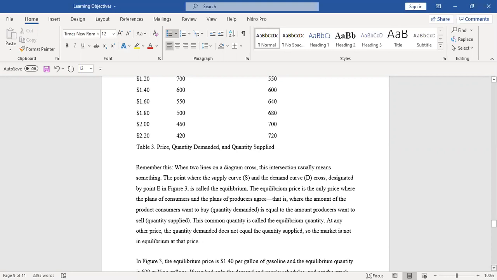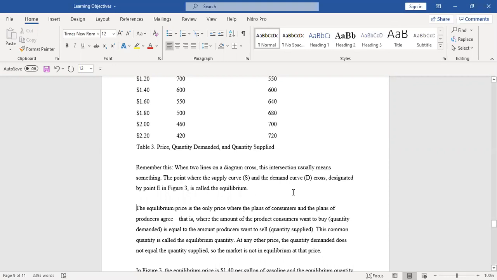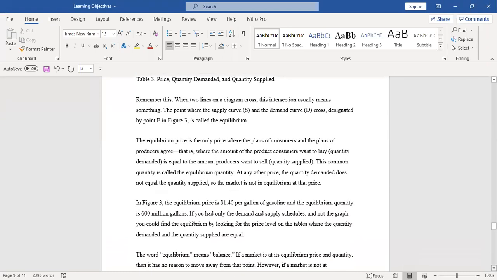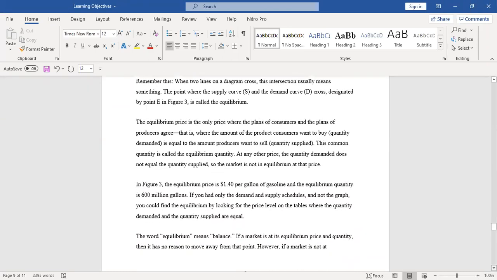The equilibrium price is the only price where the plans of the consumers and the plans of the producers agree. That is, where the amount of product consumers want to buy, quantity demanded, is equal to the amount producers want to sell, quantity supplied. This common quantity is called the equilibrium quantity. At any other price, other than the equilibrium price, guys, the quantity demanded does not equal the quantity supplied. It will never be. So the market is not in equilibrium at that price.